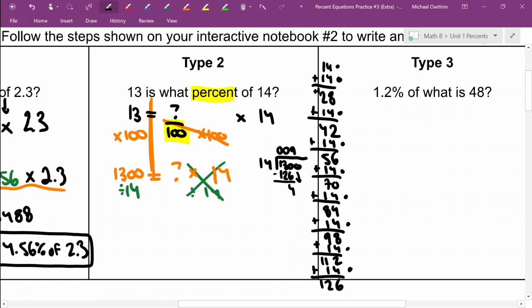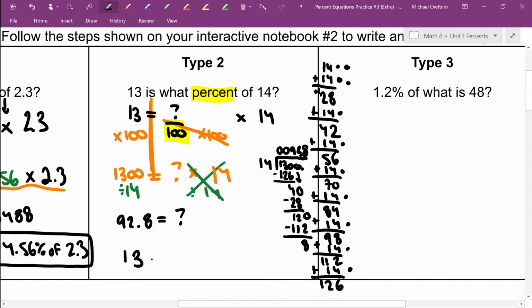Taking away leaves me with a 4, bring down the 0. 14 goes into 40, 2 times, which would make 28. Taking away leaves me with 12 and another 0. And then 8 times would get me to 112. And that would leave me with 8. Now obviously this division keeps going, but we have already got to the 10th place, which is all we're asked to round to here. So I can say, okay, well my decimal that I get from this division is 92.8, rounded to the nearest 10th, and that will be equal to my question mark.